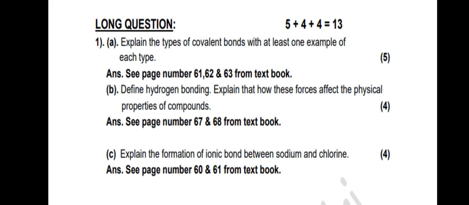Types of covalent bonds, so you can explain single, double covalent bonds and all these inside it. Define hydrogen bonding. Explain how these forces affect the physical properties. Define hydrogen bonding, and after that all its properties, melting point, boiling point, all those things you will discuss in it. Explain the formation of ionic bond between sodium and chlorine. First of all, write the electronic configuration of sodium and chlorine, their ionized form, then they will combine together to form sodium chloride. All the explanation will be written in this question.